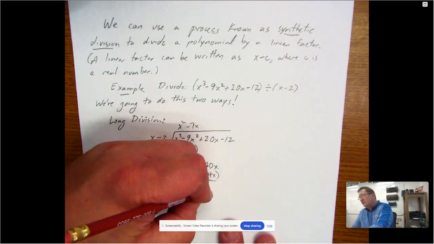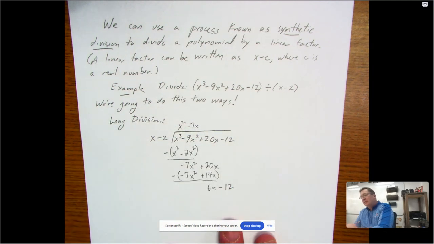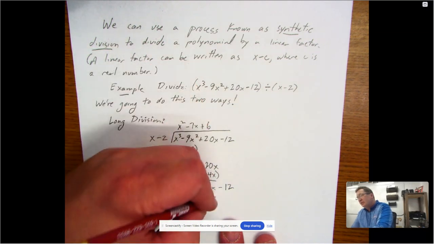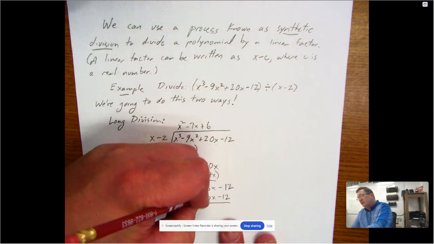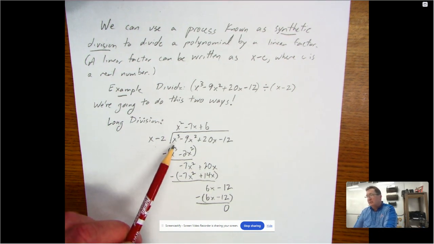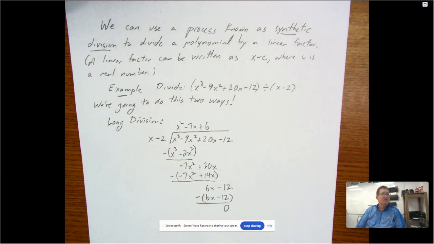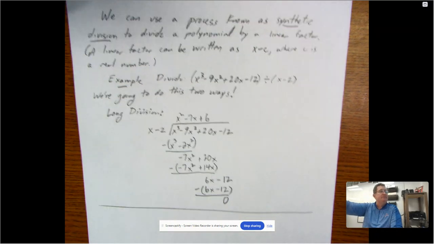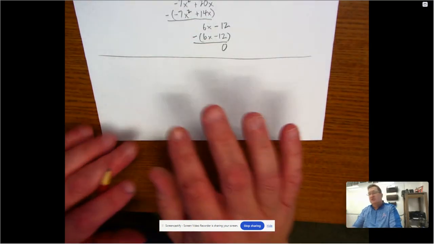And we end up here with 6x. Bring down the minus 12. And x times 6 will give us 6x. So we'll put plus 6. And then 6x minus 12. And so we get a remainder of 0. Remember that a remainder of 0 means that x minus 2 is a factor of x cubed minus 9x squared plus 20x minus 12. This is a perfectly acceptable and effective way to do this division. However, it is true that we can do this a little bit simpler.